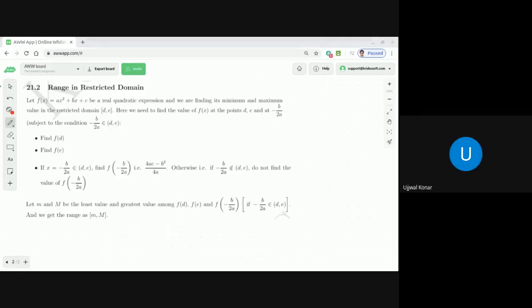Hi, dear Sagnik, thanks for joining. We have just started our class. We are going to solve some problems related to range in a restricted domain.